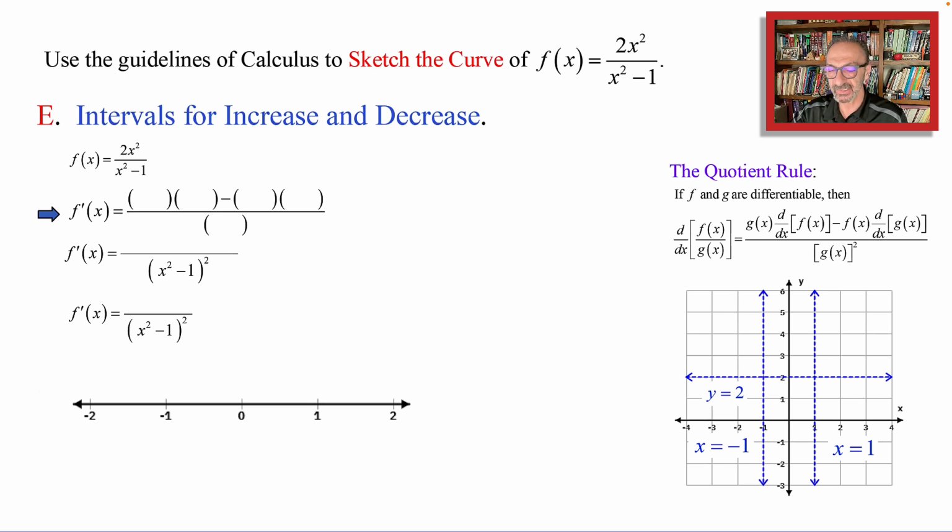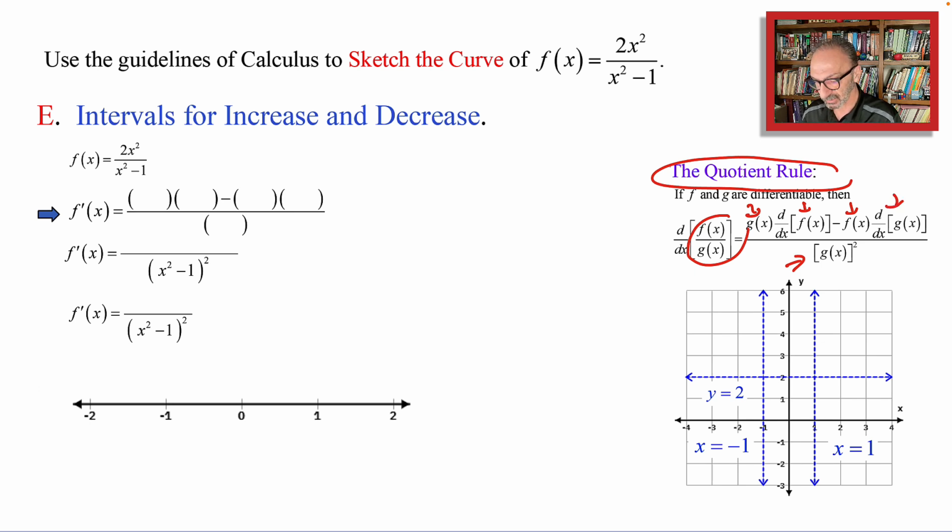Intervals for increase and decrease. This part comes from the first derivative test, increasing decreasing test. If we have f of x equals 2x to the second over x to the second minus 1, to find the derivative, we used the quotient rule, which is stated on the right side, right here. So the derivative of a quotient like this, we take the denominator and raise it to the second degree. We put it up here as is, times the derivative of the numerator, minus the numerator as is, times the derivative of the denominator.